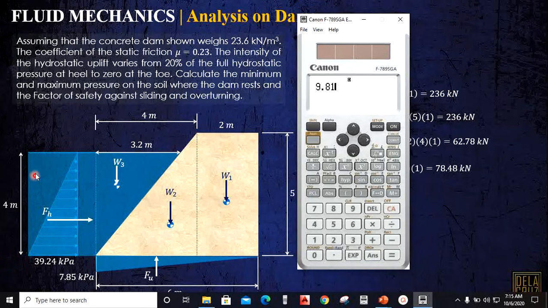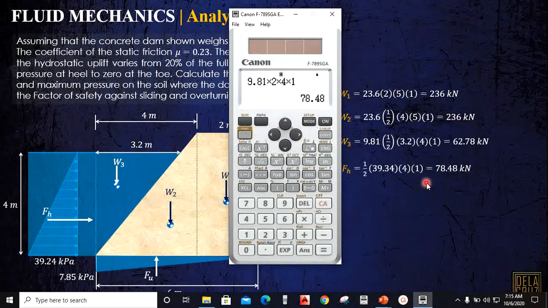projected area. That is a rectangle here on the side. So, bar H is 2 meters times area, that is 4 meters, times the perpendicular distance of 1. Okay, times 1. So, that is the same. 78.48. Okay? I hope you understand this one.